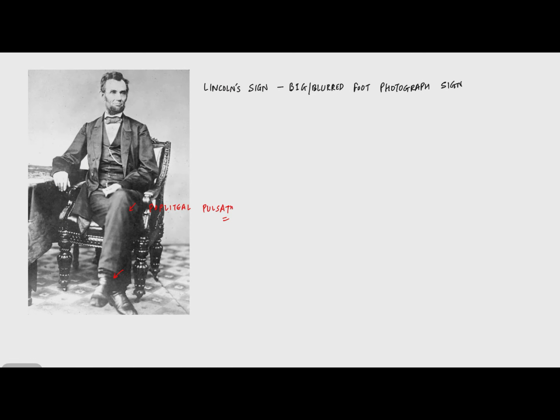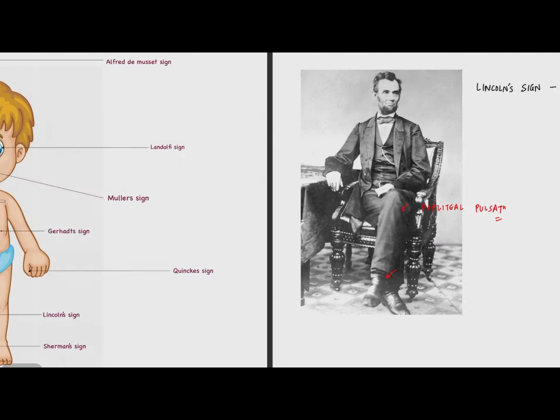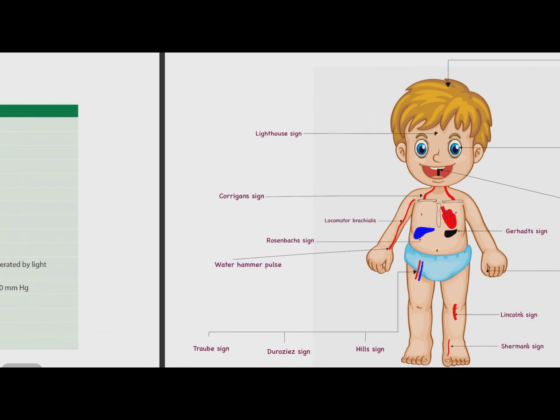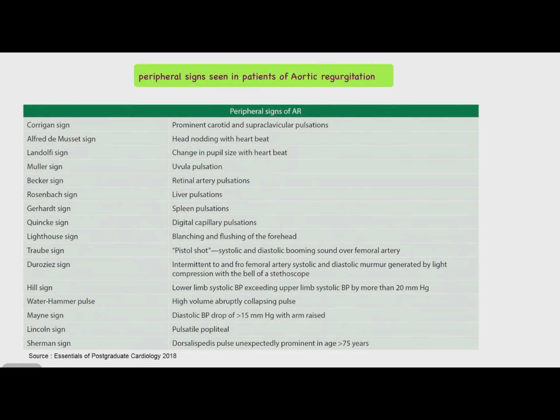The other one is Lincoln sign. Lincoln sign is basically your popliteal pulsations. This is the historical photo which was taken, and there was a mystery as no one knew why the foot was blurred in the photograph. Later it was known that Lincoln had aortic regurgitation. This was due to the popliteal pulsation, and hence it is known as Lincoln sign or the blurred foot photograph sign. After these we have the other 14 signs which we are going to discuss.